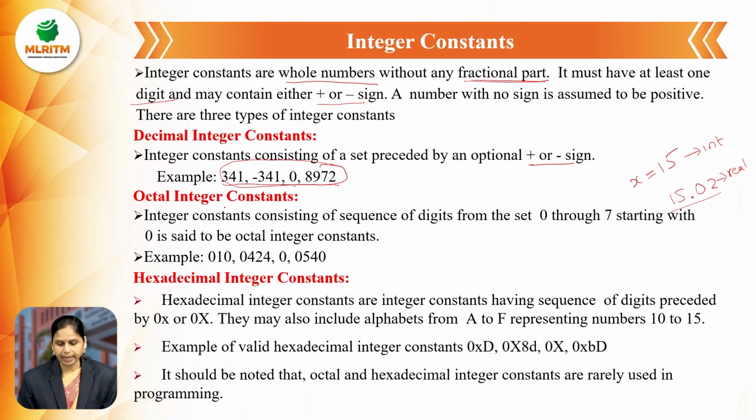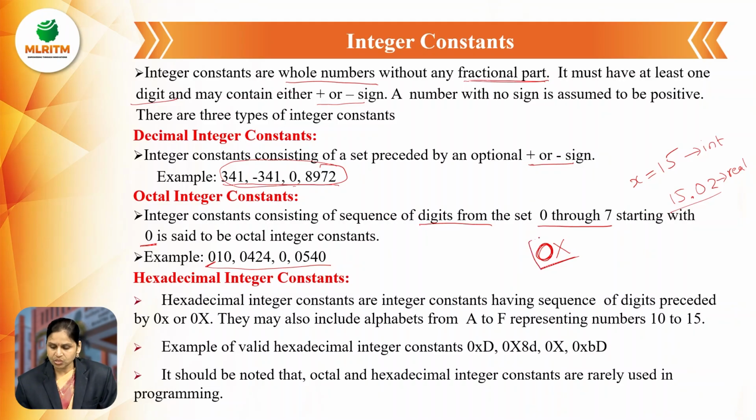Next one is octal integer constants. These are numbers preceded with 0. When we use octal integers, the digits are 0 to 7 only. An octal integer constant consists of a sequence of digits from 0 to 7, starting with 0. These are called octal integers. Next, hexadecimal numbers are preceded with 0x. So octal numbers start with 0 and hexadecimal numbers start with 0x.